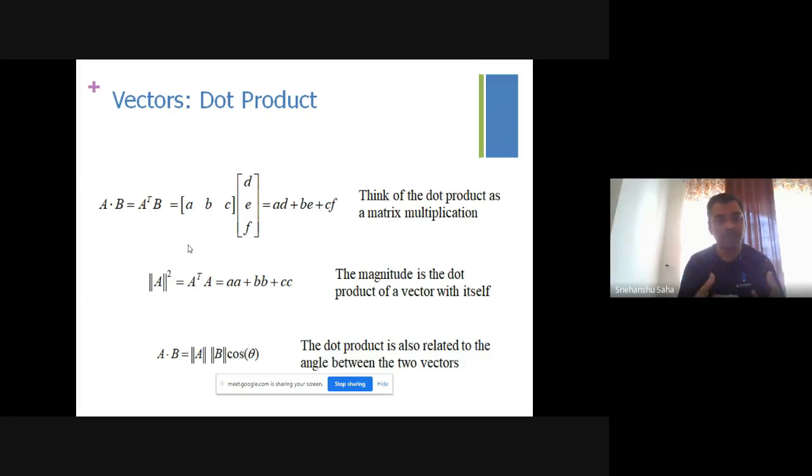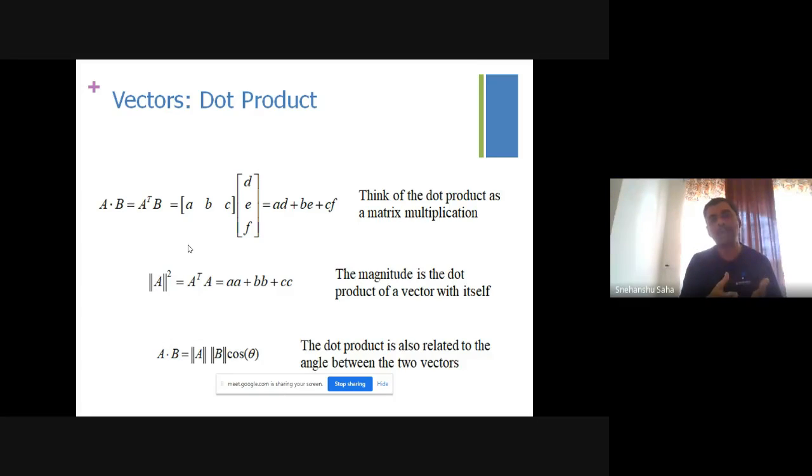A dot product is nothing but, if you take the dot product of two vectors, it's the transpose of one multiplied with the other vector, but you can write it in an inner product form. If you take the dot product of a vector with itself, you actually end up getting the square of the length of the vector, right?